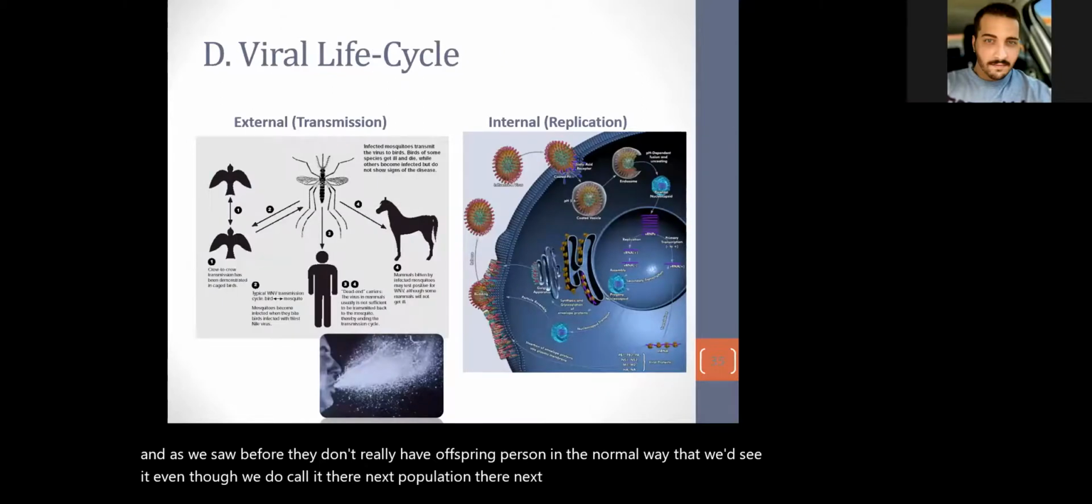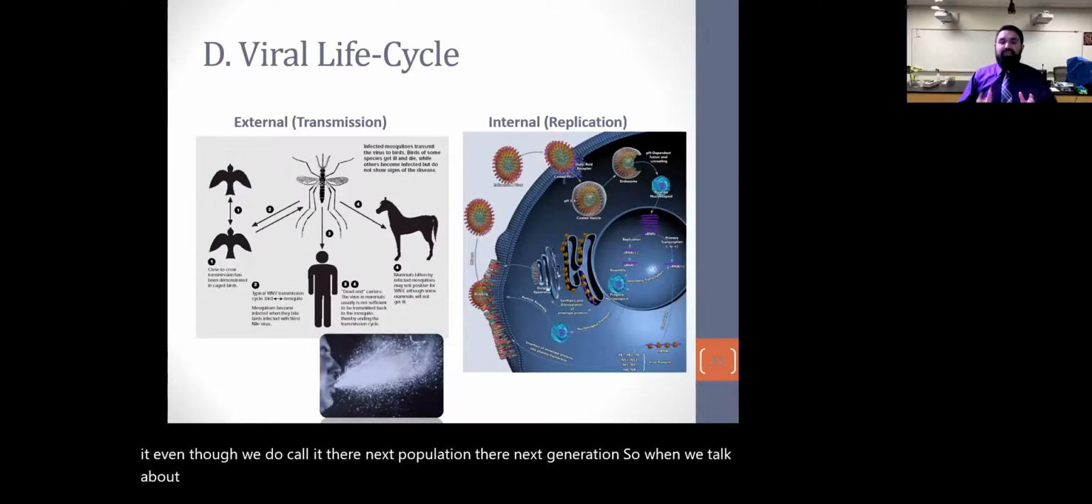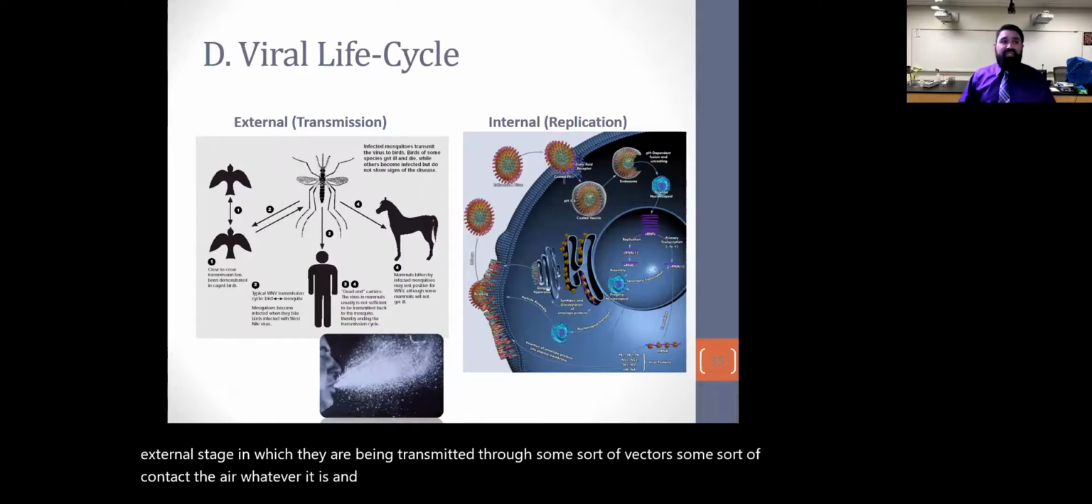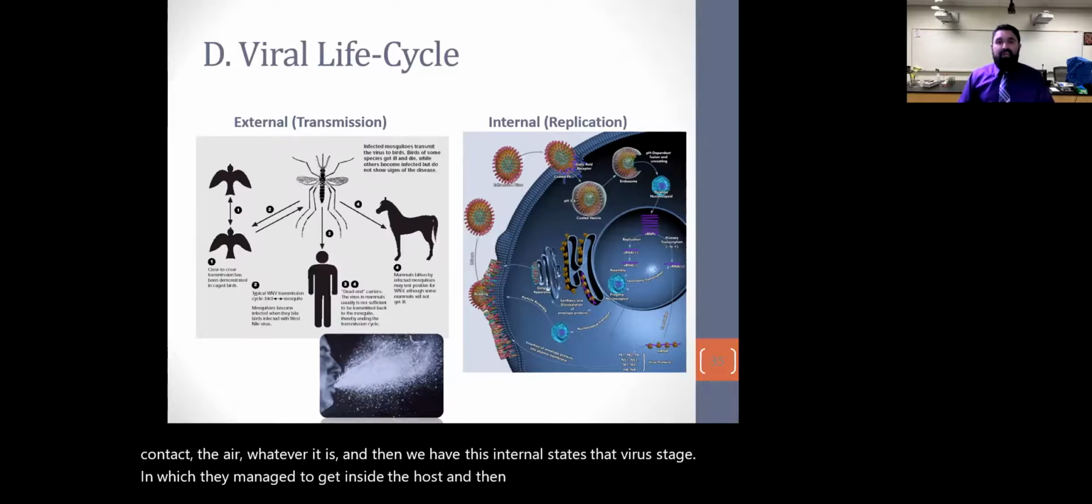So when we talk about viruses, we declare them as two separate stages. We talk about their virion stage, the external stage, in which they're being transmitted through some sort of vector, some sort of contact, the air, whatever it is. And then we have this internal stage, that virus stage, in which they manage to get inside the host and then do their damage. With that put together, we're really going to focus on the internal side.